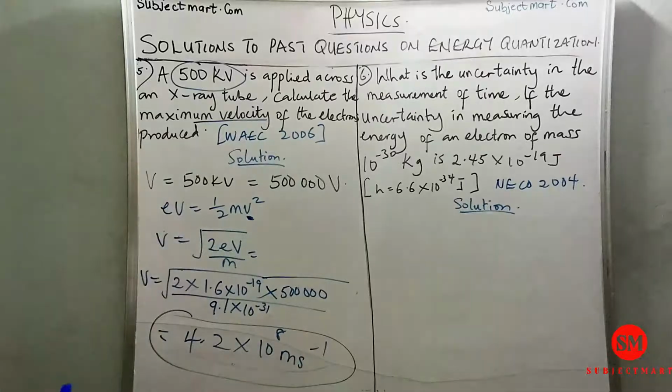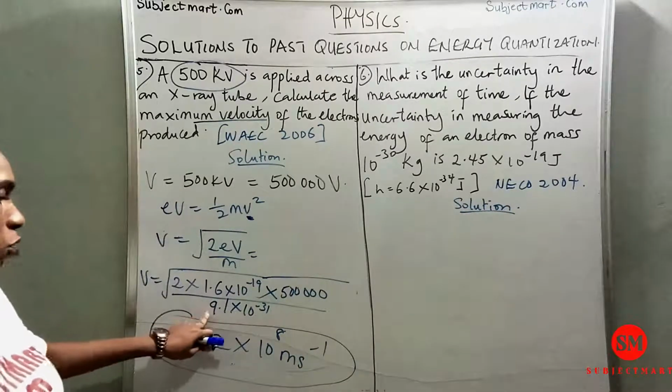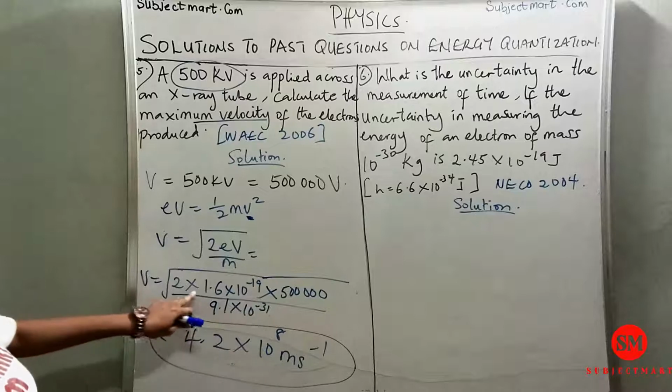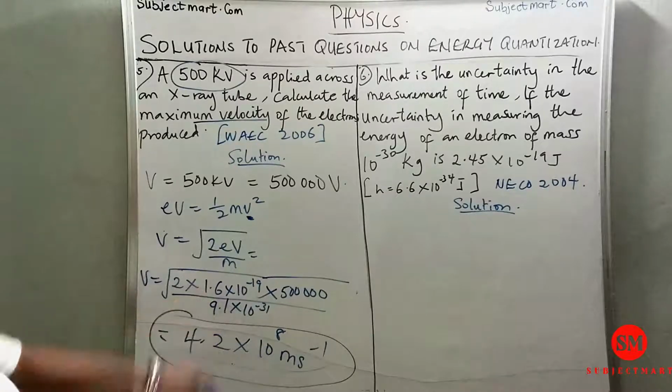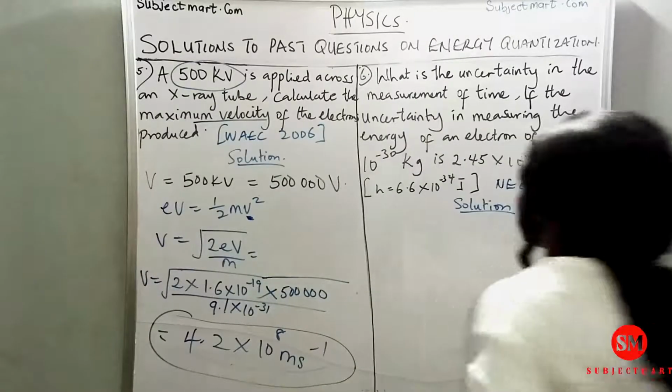So take note, the standard value of m, the mass of an electron, is 9.1 times 10 raised to the power minus 31, and the charge on an electron also is 1.6 times 10 raised to the power minus 19.